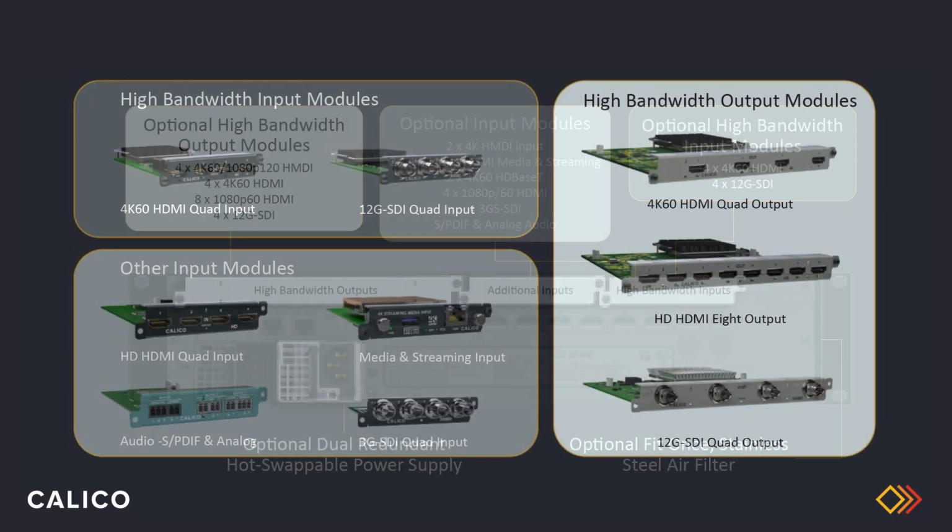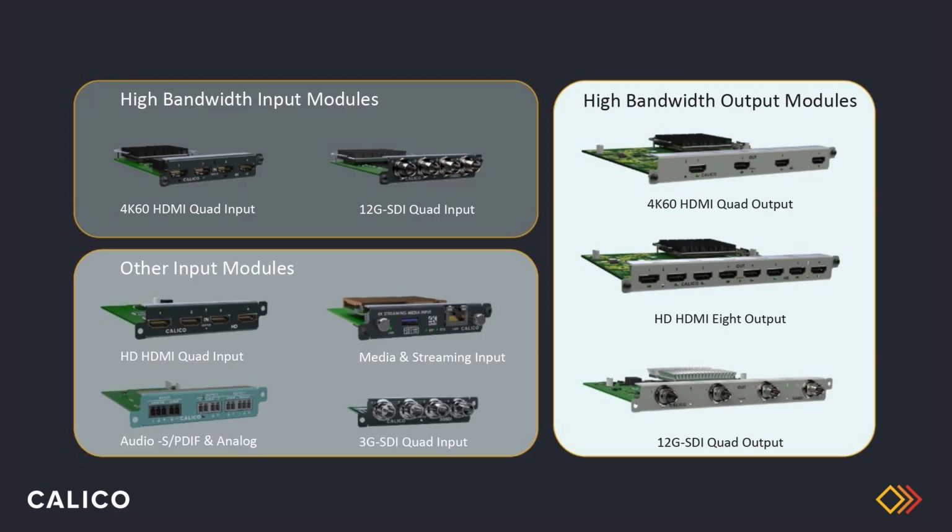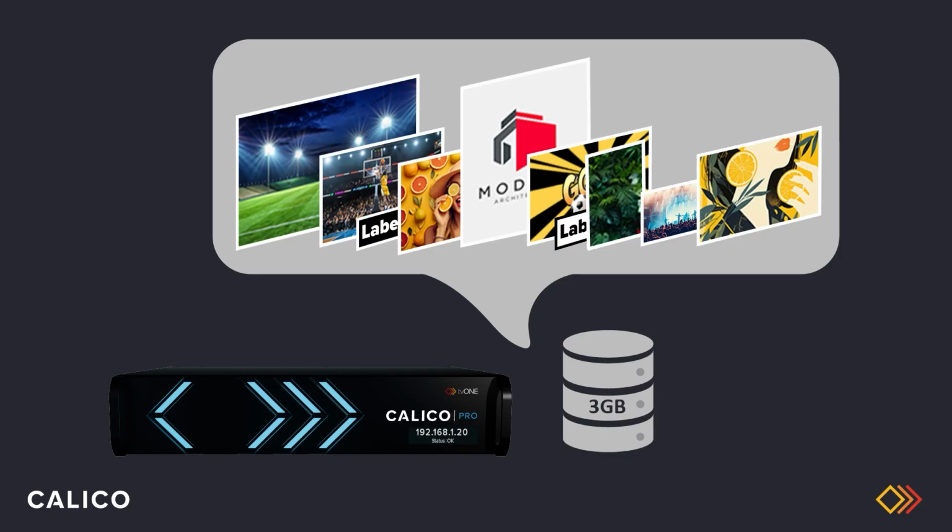You can choose from a wide range of connectivity, including HDMI 2.0, HDMI 1.4, HDBaseT, 3G SDI, 12G SDI, media or streams. And if that wasn't enough, there's also a built-in media store where you can upload and display still images and labels.